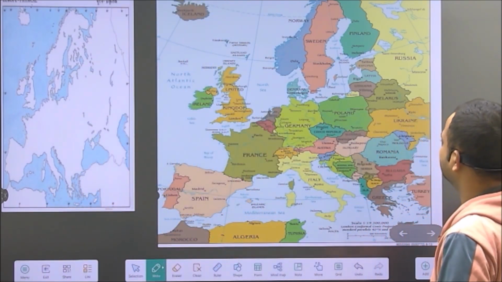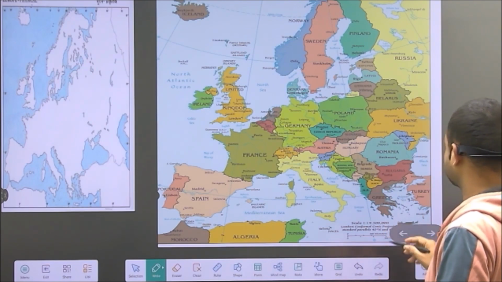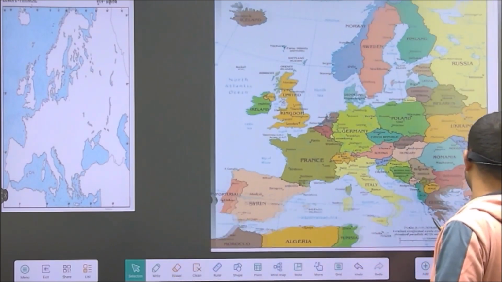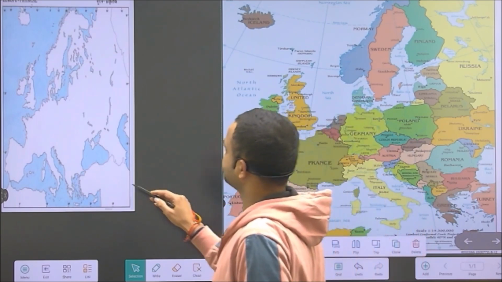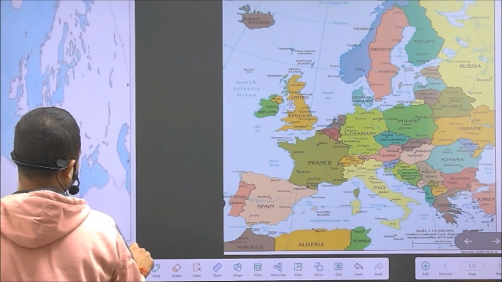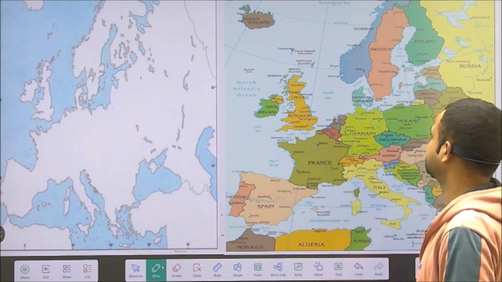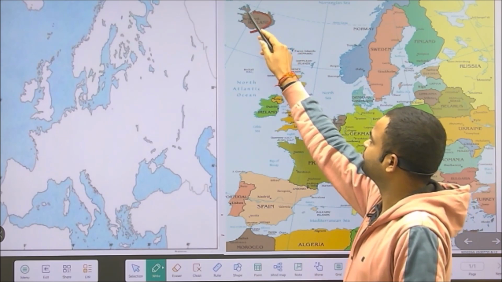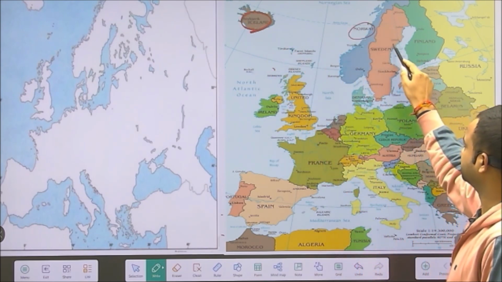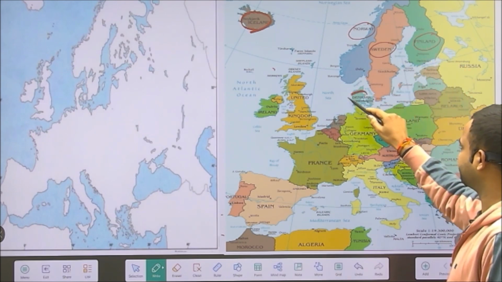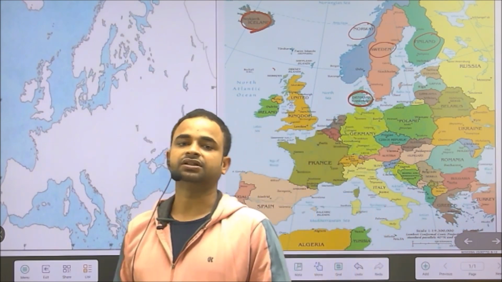Now I will discuss one by one from north to south. So first of all, you have to know about the Scandinavian countries, also known as Nordic countries. You have to know how many countries are situated under the Scandinavian countries. There are five: first is Iceland, second is Norway, third is Sweden, fourth is Finland, and fifth is Denmark.